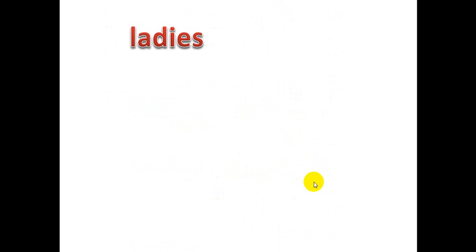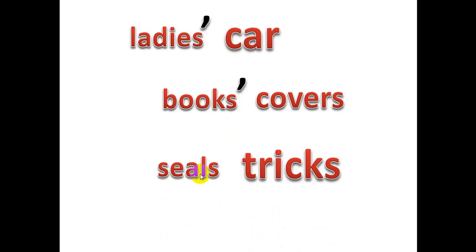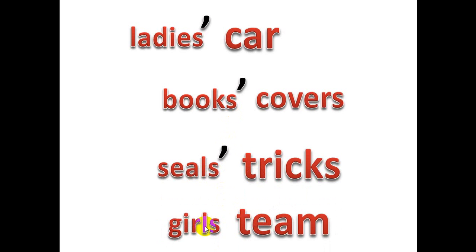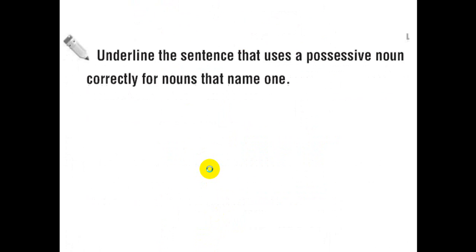But if you have plural here, the noun here is plural. Ladies' car. I'd like to make this car for ladies, so I have to add apostrophe S. No, only apostrophe, because ladies here is plural and ends with S. So I say ladies' car. I add only apostrophe. I'd like to make this cover for the boxes. I add only apostrophe because boxes ends with S. I'd like to make these tricks for seals. I add only apostrophe because seals ends with S. I'd like to make this team belong to the girls. I add only apostrophe because girls ends with S. Okay, this is the rule.